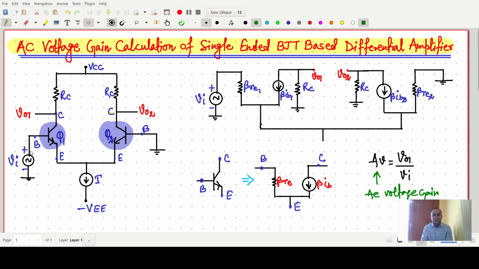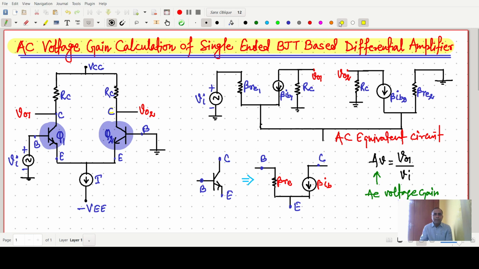The first thing in such a problem is that we have to draw the AC equivalent circuitry of the circuit. I have already drawn the AC equivalent circuit. I will tell you how to draw the AC equivalent circuit for this particular BJT based differential amplifier.